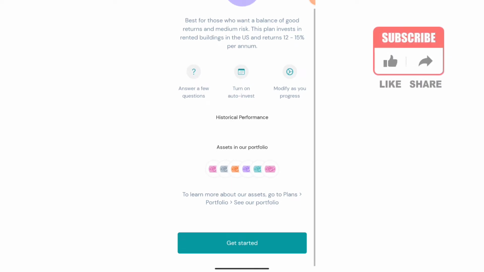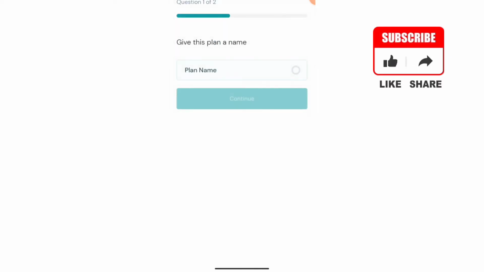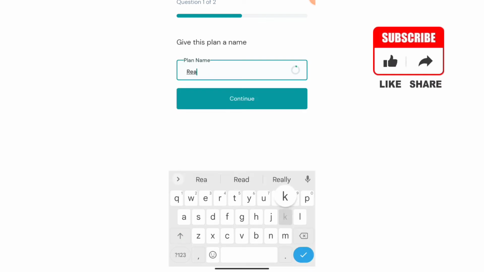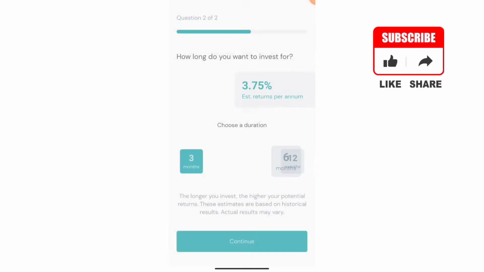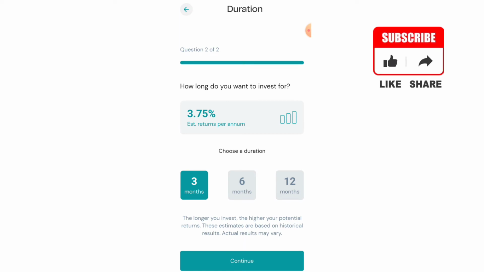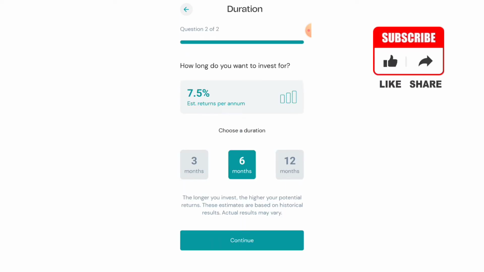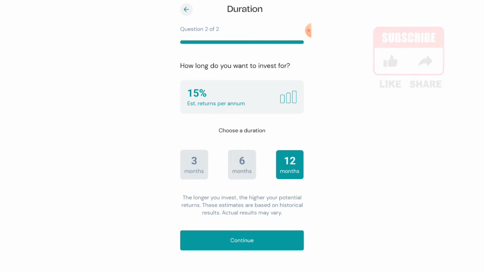Okay, so if you want to get started, you click on get started, you give it a plan, real estate, and so on. Now the question is, how long do you want to invest for? 3.75% if it is 3 months, 7.5% if it is 6 months, and 15% if it is 12 months. The longer you invest, the higher your potential return. And note that this may vary. 15% may turn to 12%. It can turn to 16%. 15% is because of their historical data.